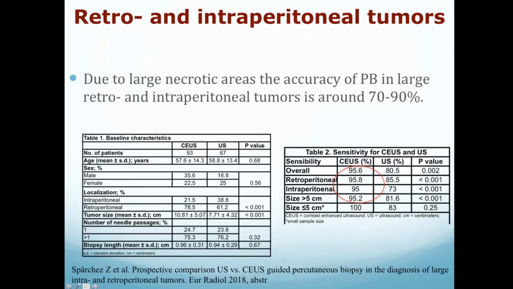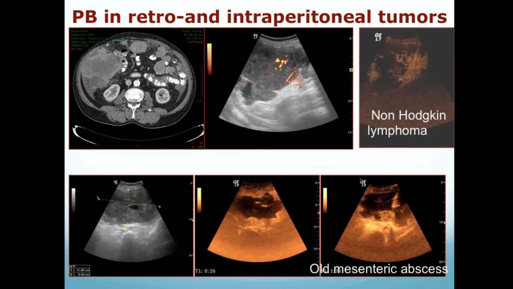Regarding intraperitoneal tumors, we could also demonstrate a 15% increase for retroperitoneal tumors, and almost 22% increase in sensitivity for intraperitoneal tumors. And here you have some examples: a large tumor, a non-Hodgkin lymphoma with necrosis in the middle. We put the needle in the margin where it's enhancing, and we had the diagnosis.